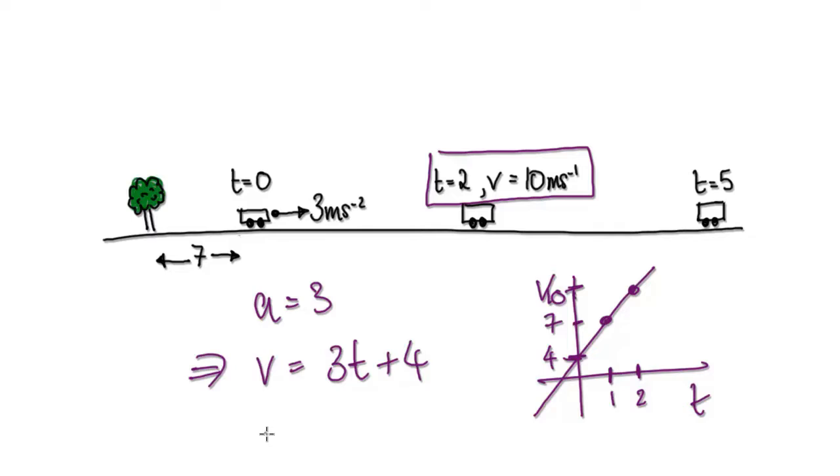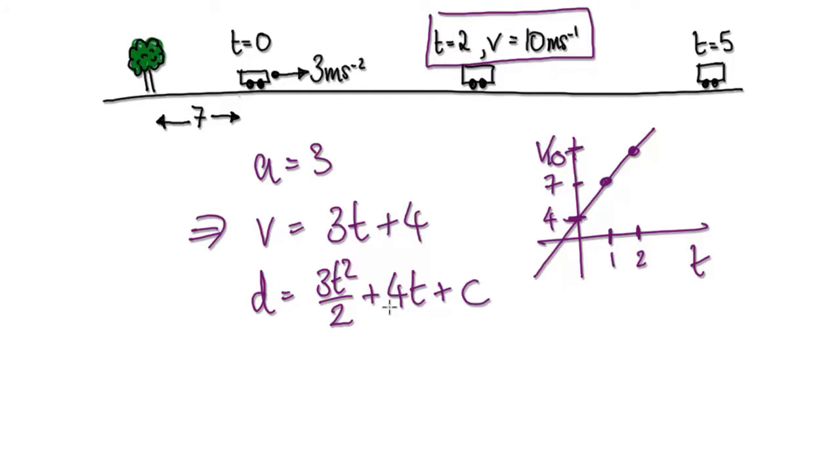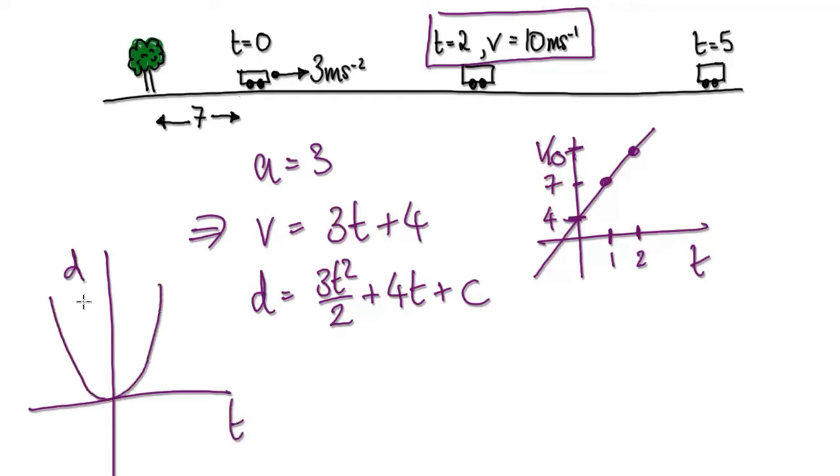So distance equals, we'll integrate this. That would then give you 3t squared over 2. Integrate this, that will then give you plus 4t. And then anytime you integrate something, you will get a constant. So we will have a whole family of these distance time graphs, lots and lots of these quadratics. But the thing is, this c here, we don't know which one we should be looking at.